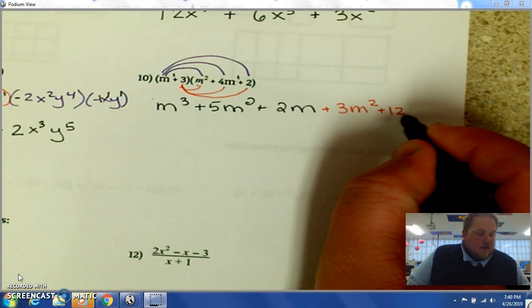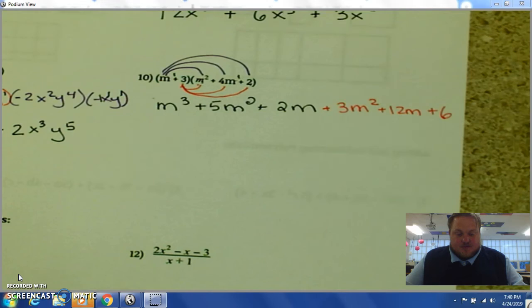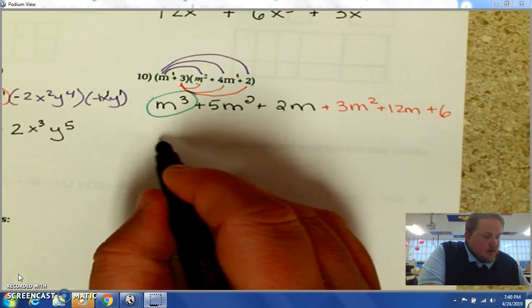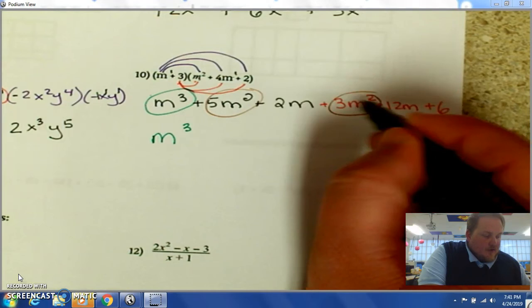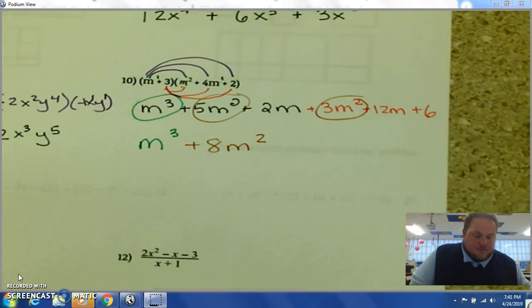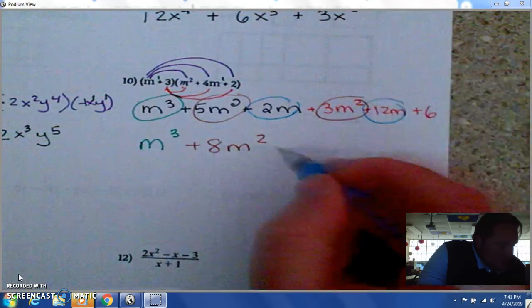Here we can combine like terms. We have 1m cubed and we have nothing else, so the m cubed is by itself. Then we have 4m squared, 3m squared. Add those together, you get plus 7m squared. And then you can combine the 2m and the 12m and get 14m. And then you just have that plus 6.